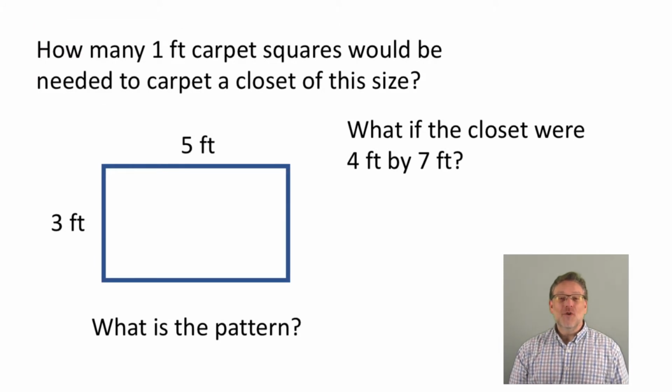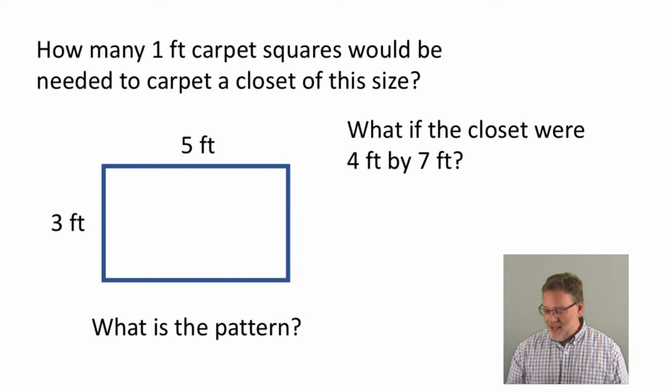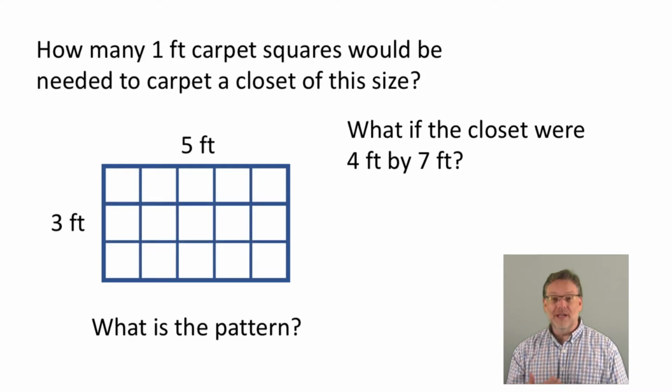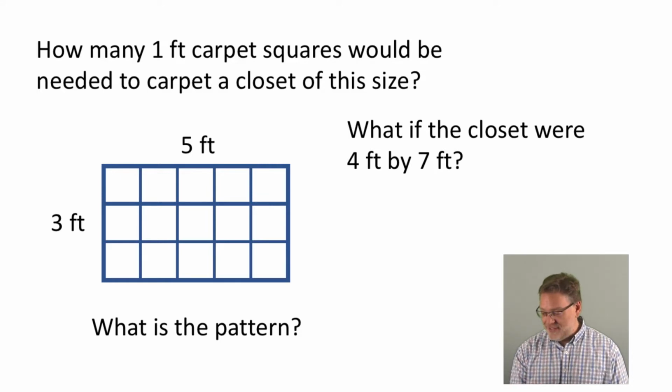Welcome back. Let's take a moment to apply this same set of techniques towards not perimeter, but area. Let's give you an example here. I have a closet that needs some new carpeting. How many 1-foot carpet squares, those little 1-foot carpet squares that you can sometimes purchase in packages, would be needed to carpet a closet of the size shown? It's obviously a rectangle there with length of 5 feet and width of 3 feet. Well, it would be approximately 5 rows of 3 or 3 rows of 5, however you see it, with a total number of squares of 15.